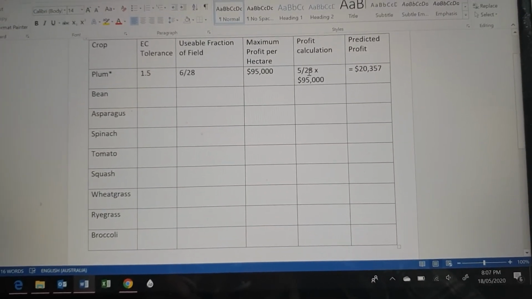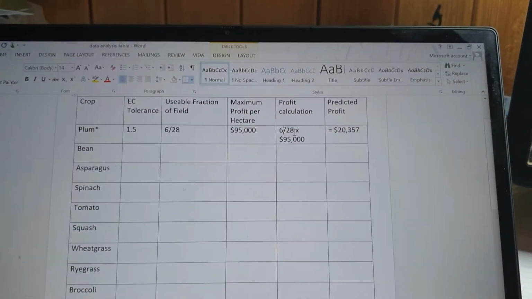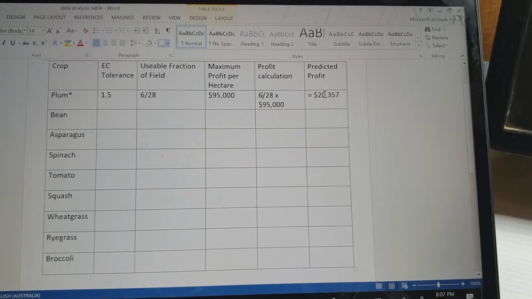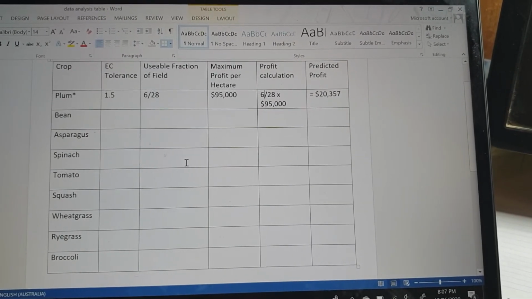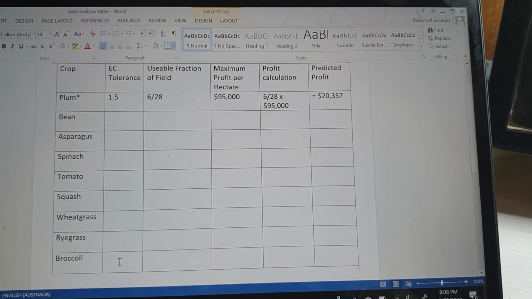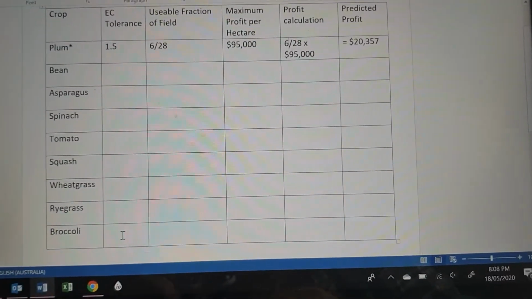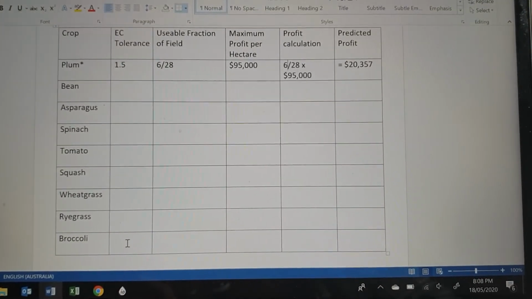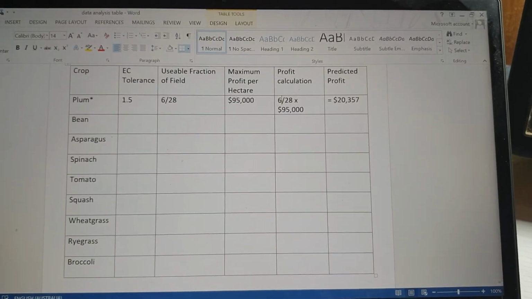But, oh, hang on a second. Look there, there's a mistake. It should be 6. 6/28 by 95,000. So he could make 20,000 by planting plums. So you need to go through each of the crops, get the electrical conductivity out of the table, work out what fraction of the field can be planted with that, work out what profit he could get by planting that crop.